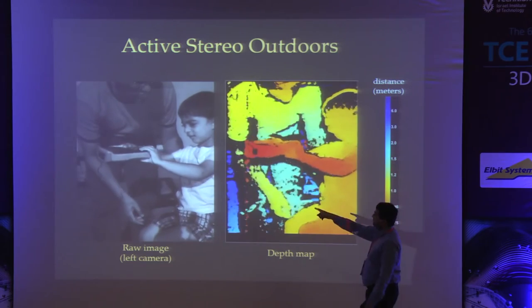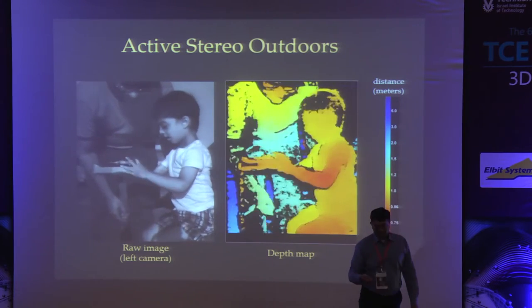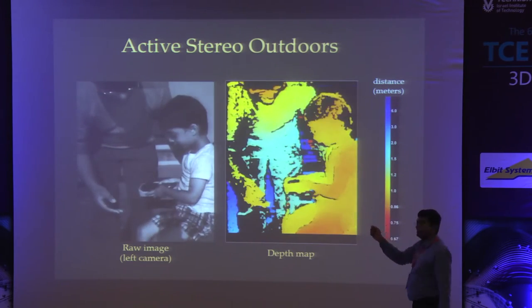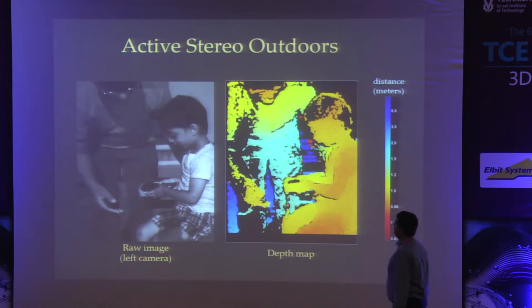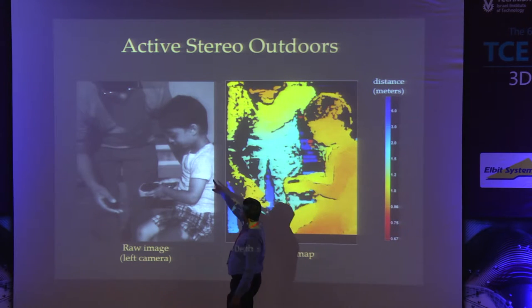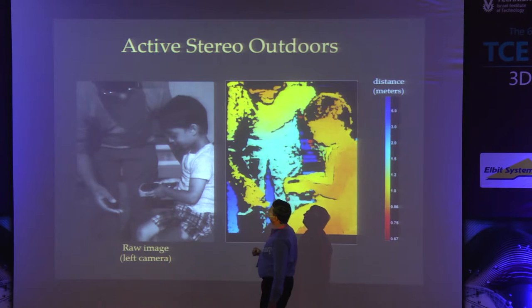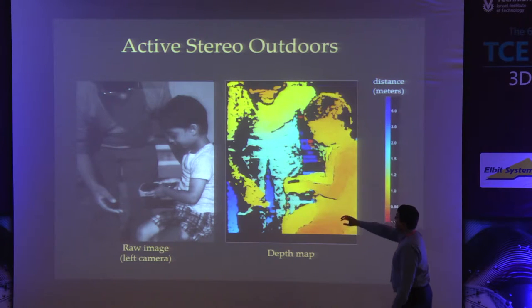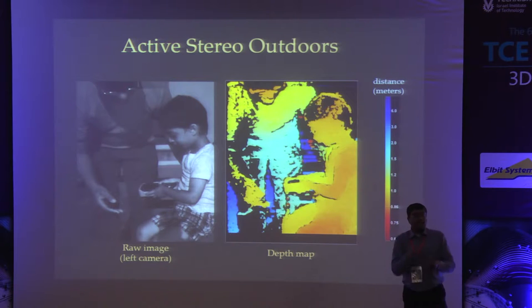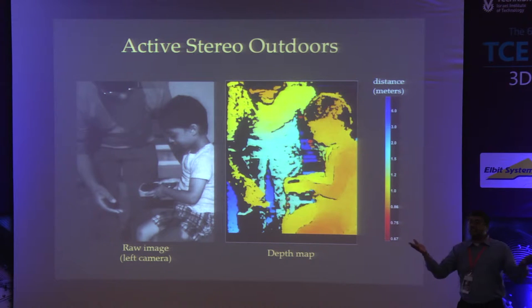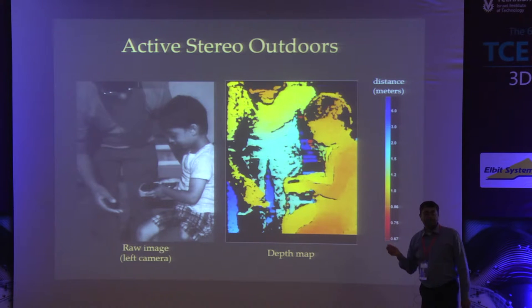This is my son, by the way. I'm teaching him how a light meter works. So it's a little bit hard. At 3 years old, it's hard, but you can see all of these patterns on a shirt, right? It's a little bit defocused, the projector, but you can see a lot of these patterns. And you can just use a standard SSD-based stereo matching to get real-time depth, right?